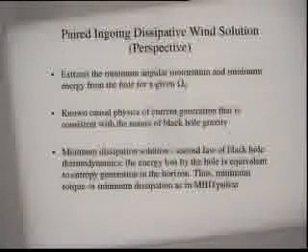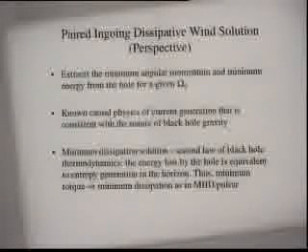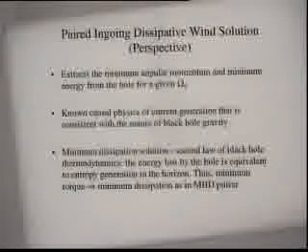So I'm going to go down to the last viewgraph here, to put a perspective on the paired ingoing dissipative wind solution. We had the perfect MHD solution also, remember, the paired perfect MHD wind. By contrast, this wind extracts the minimum amount of momentum and energy from the black hole for a given value of omega F. A good reason to consider it. We know the microphysics that drives the currents. There's a known causal microphysics for current generation, and it's totally consistent with the nature of black hole gravity and MHD waves.